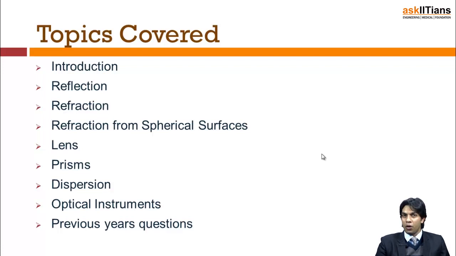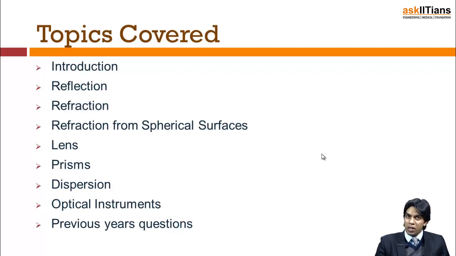Then we'll finally put all those events which we have known and studied till now and use them for our benefit, for our objective. My objective can be to look at very small things which I can't see with the naked eye. So I make a microscope. How does it work? We will study that in optical instruments. That is the last topic of the chapter.